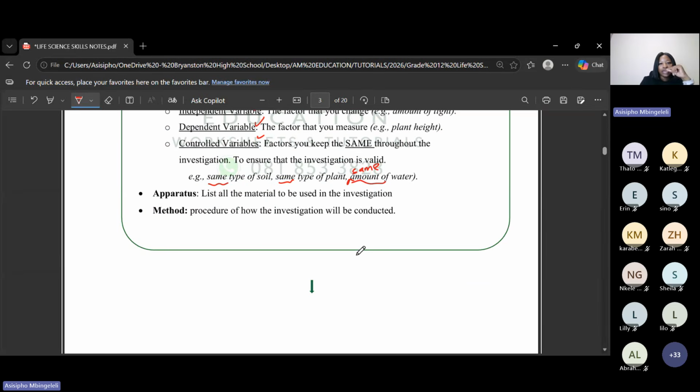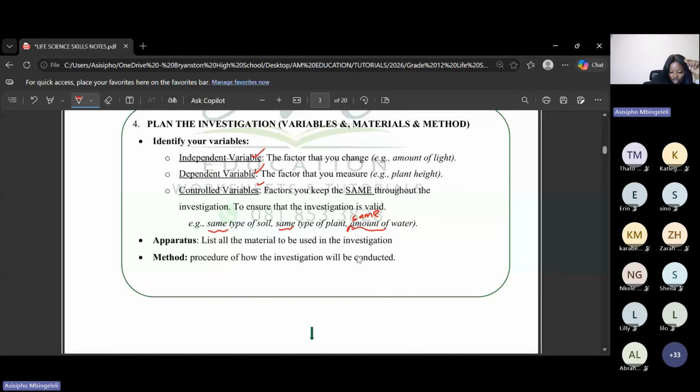Okay. Then apparatus. In an investigation, you will need to list all the material that you're going to use. So in my investigation, I would need to list that I'm going to use 2 plants, a certain type of soil, plant pots, a ruler to measure the height, and water to water my plants. I list all of those things. The method becomes our friend.